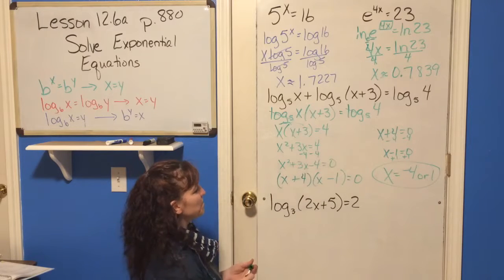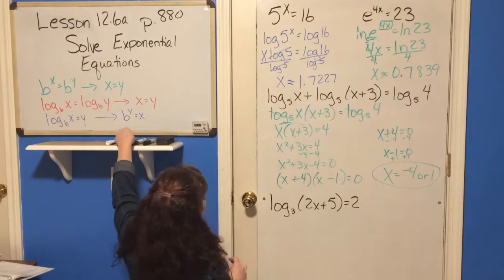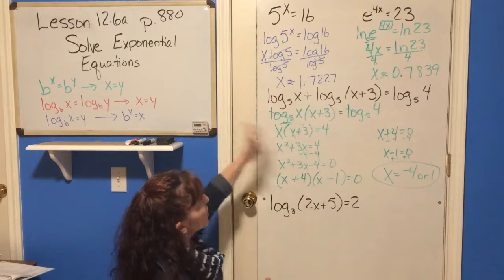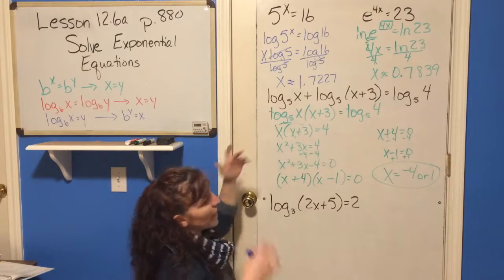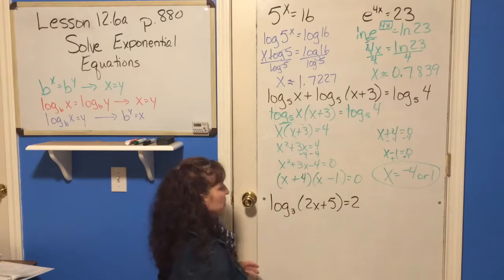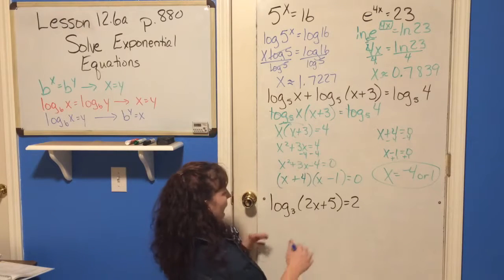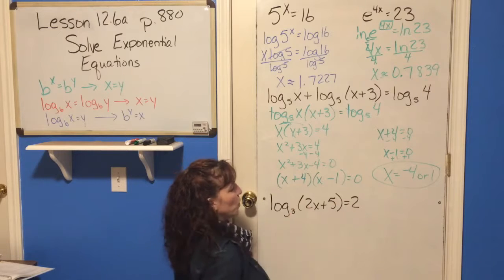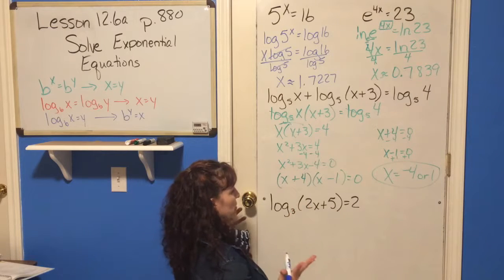Easy sneezy. Once you get rid of those logs, it actually becomes just like the factoring and the solving that we've done. Okay, what if we've got a log, but the log is only on one side? Now how do we solve it?